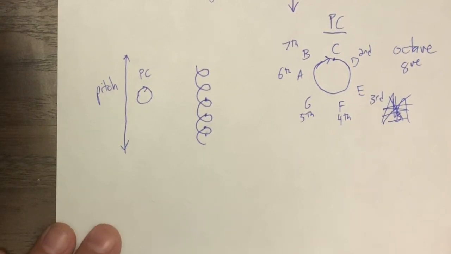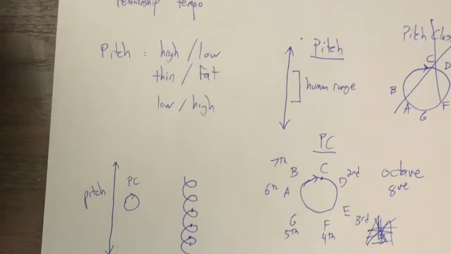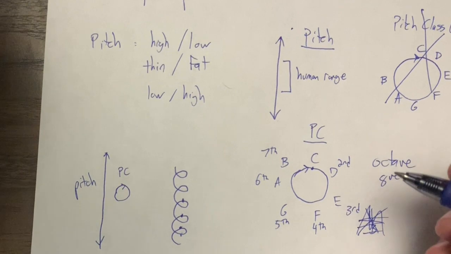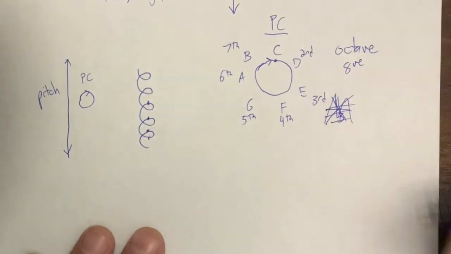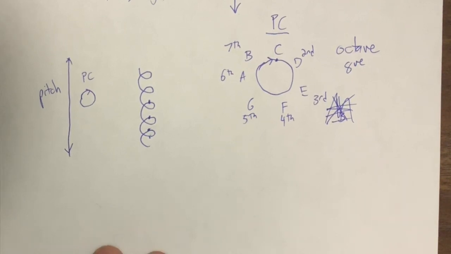Now, I was talking about how octave equivalence is a miracle. Octave equivalence is the word we have for how we hear pitch classes as the same. Not the exact same, but the same even though they're different. That's called octave equivalence, and it's sort of a miracle because there's like nothing in the structure of sound that makes it so it has to be that way. And I don't think we're sure all animals even have this.